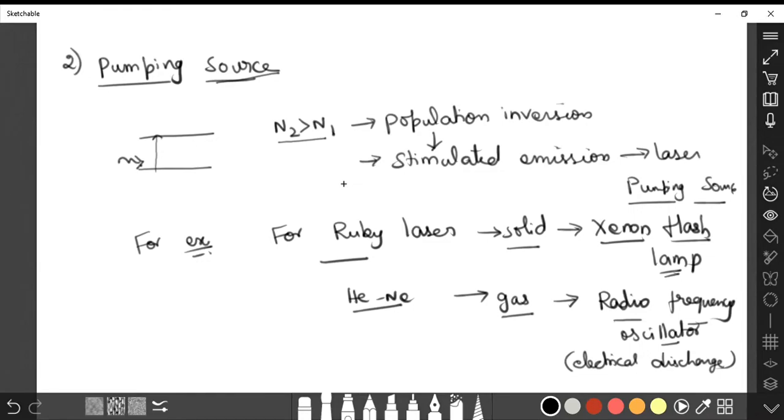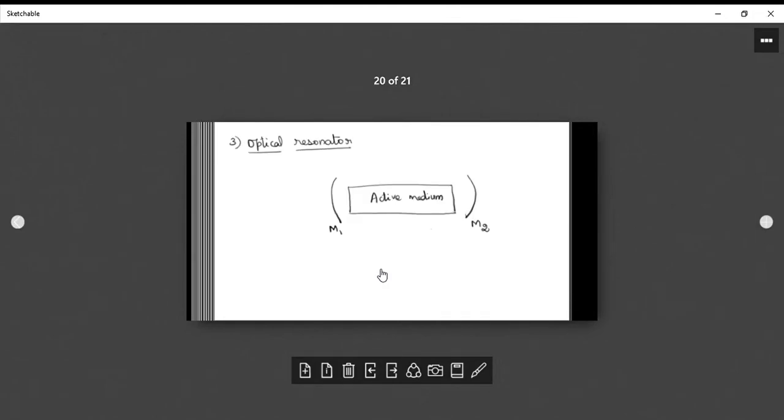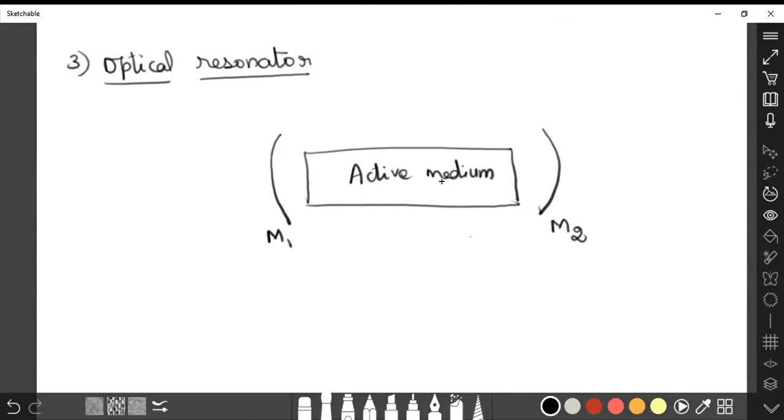The third one is optical resonator. What is the third one? Optical resonator. So what is the optical resonator? Optical resonator is nothing but we have to consider it consists of a pair of mirrors or lens. For example, here I have mentioned M1 and M2, right? Two mirrors. Pair of mirrors means two mirrors we have to consider.